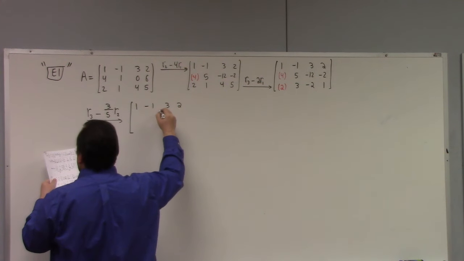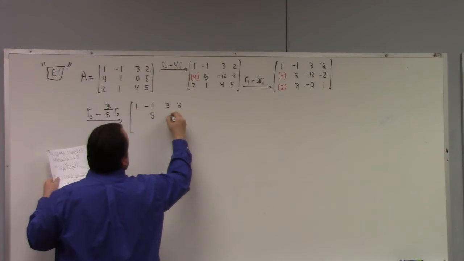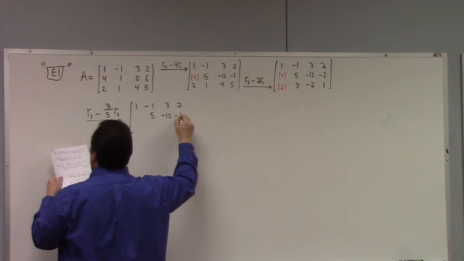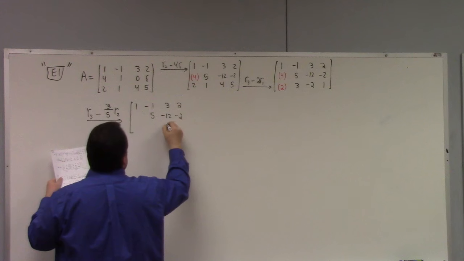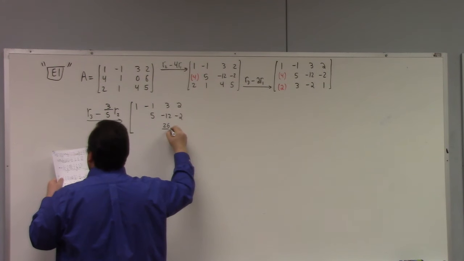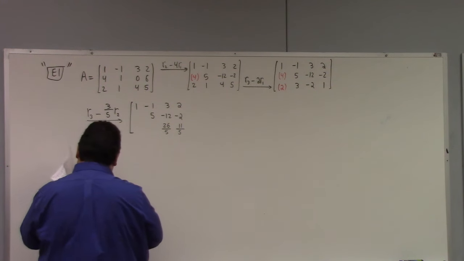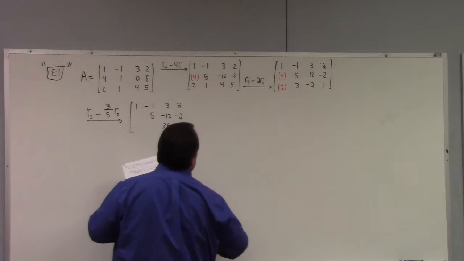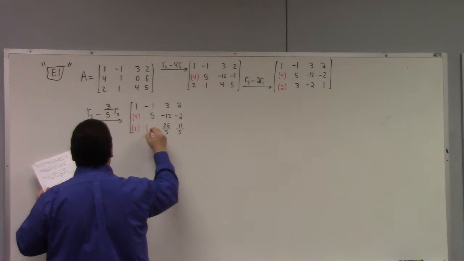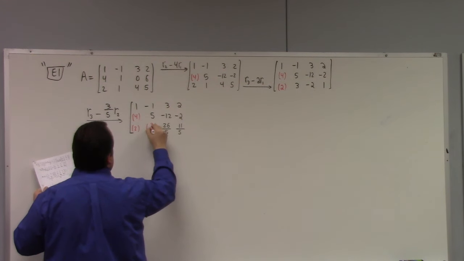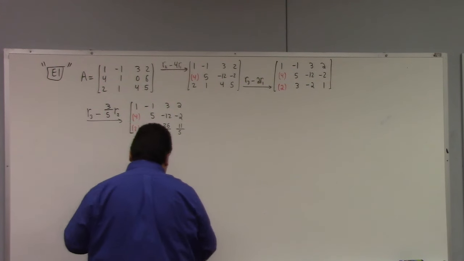Nothing changed up there, and the second row doesn't change either. But my third row now has 26/5 and 11/5 for the non-parenthesized ones. And of course, you still have your 4 up there, your 2 here, and your now 3/5, down there in the 4/2 spot.